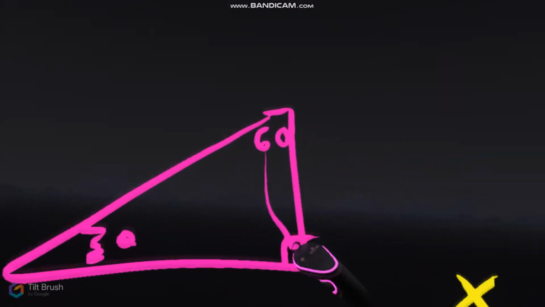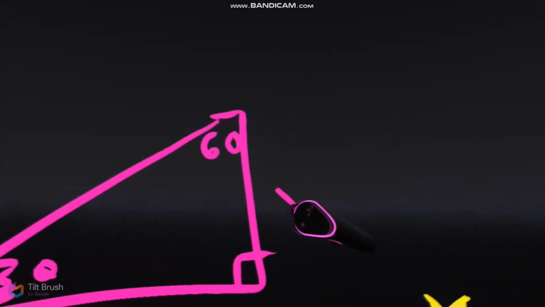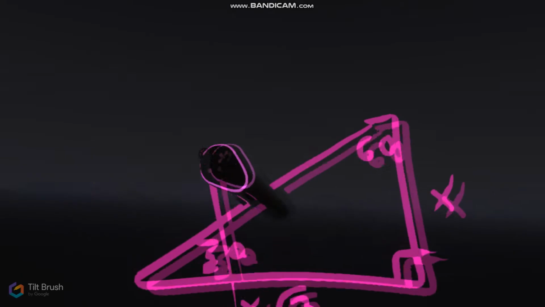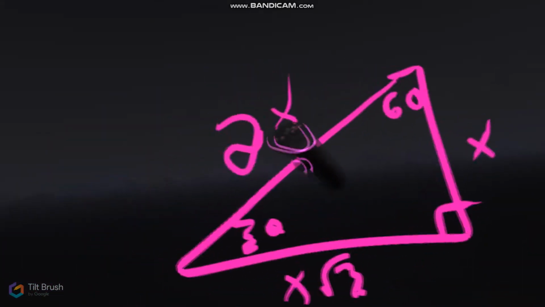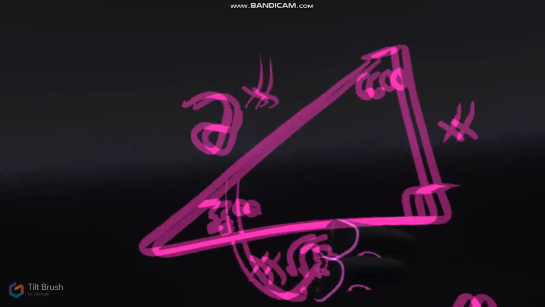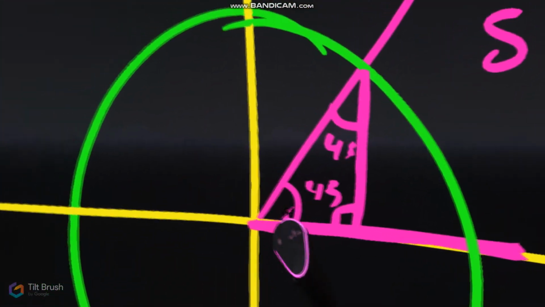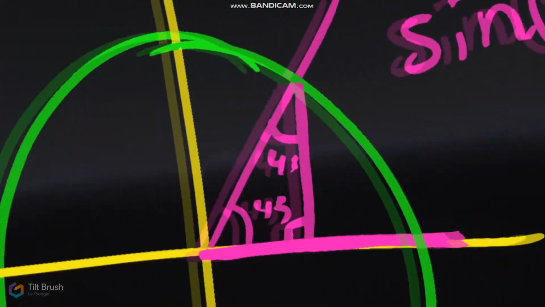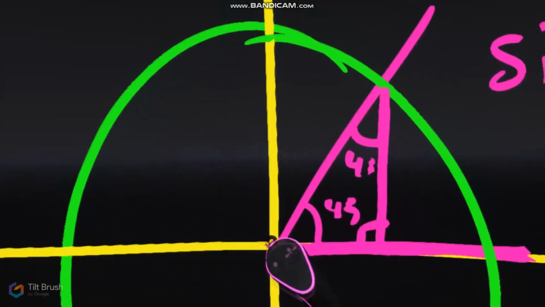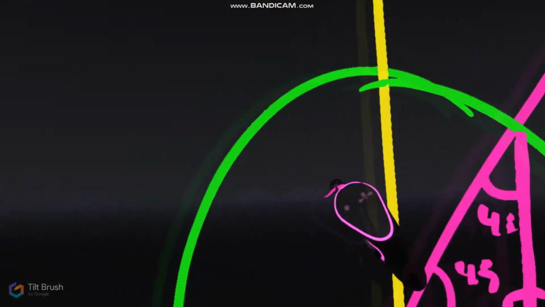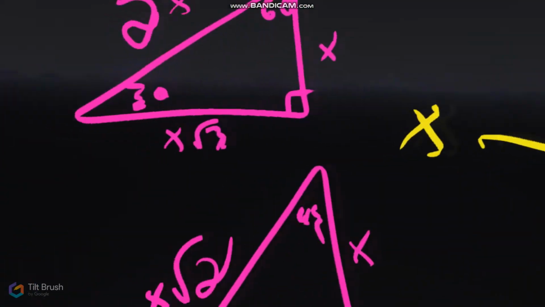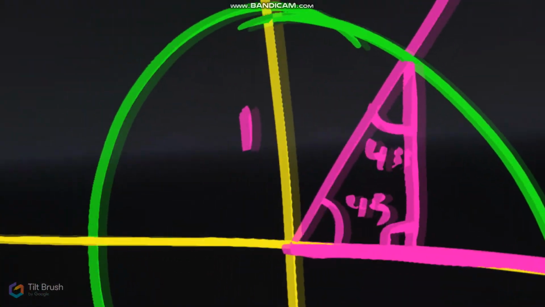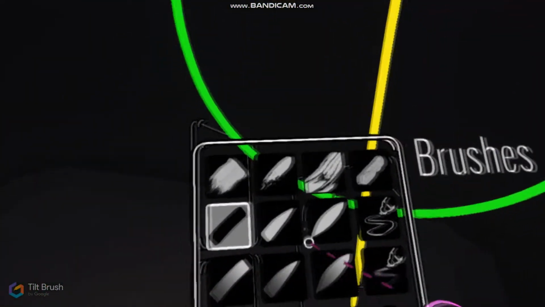And then for the 30, 60, 90, you have x, x root 3, and then 2x, which is opposite the 90-degree angle. Using this, since this is a 45, 45, 90, we can assume the radius of the circle is any number. Let's do 1. 2 is also common because of the 30, 60, 90, because it makes it easy.